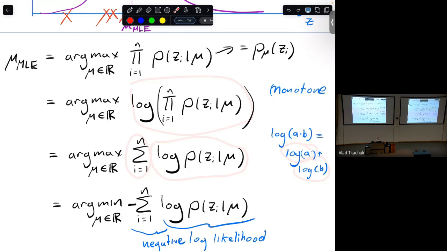Why is this okay? Why is it okay to apply this log? It's okay because, as I said, log is a monotone increasing function.